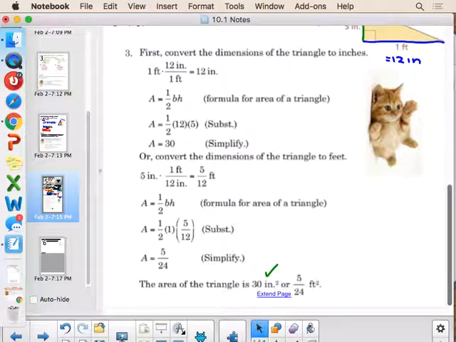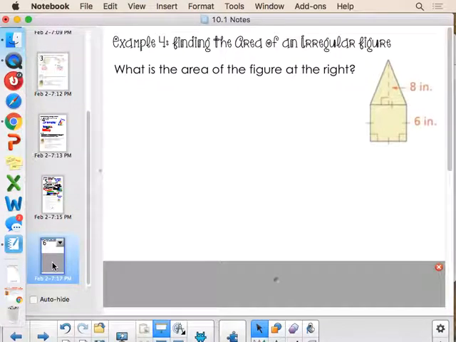Okay, last problem. Told you this was a toughie here. What is the area of the figure at the right? Oh my God, I've never taught you anything like that before. What do you do? Heidi? You find the area of the square and then the triangle and add them. Oh, okay. So you find 2 different areas and you add them together. I can handle that.